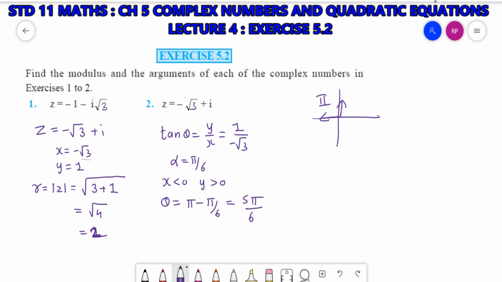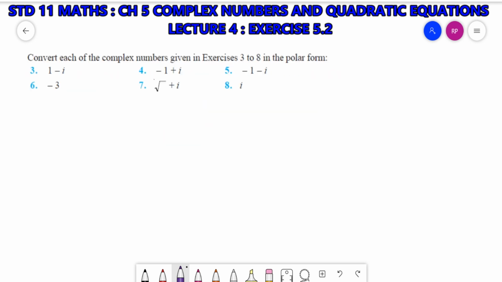Now let's move to the next questions. Question number 3: z equal to 1 minus i. The question is: convert each of the complex numbers given in exercises 3 to 8 into the polar form.